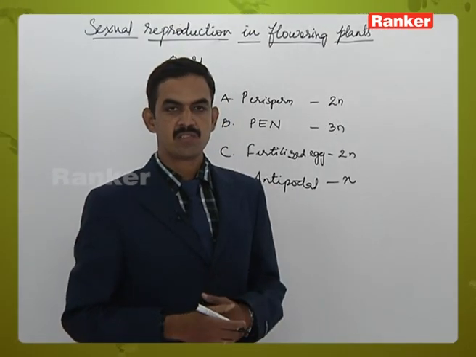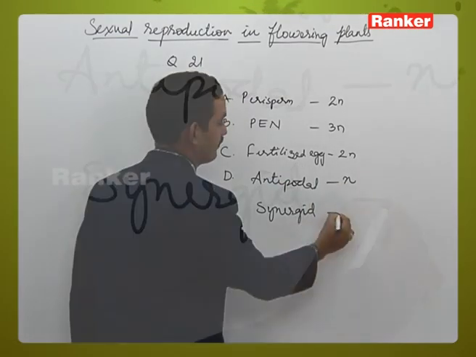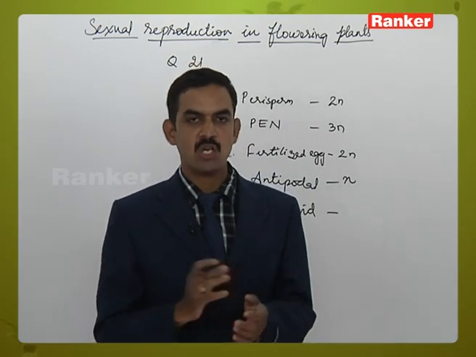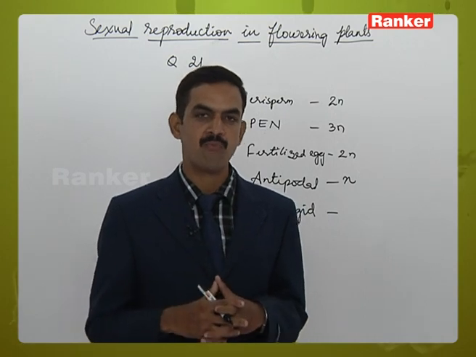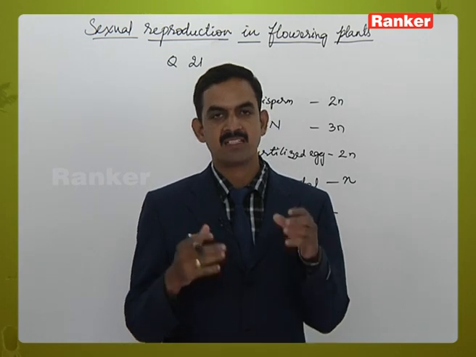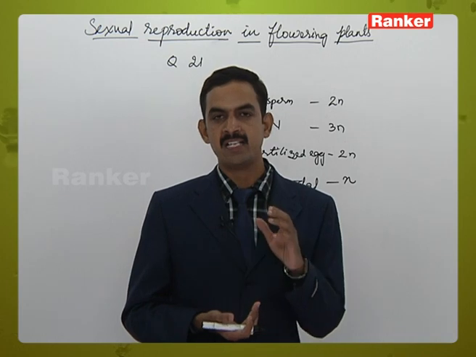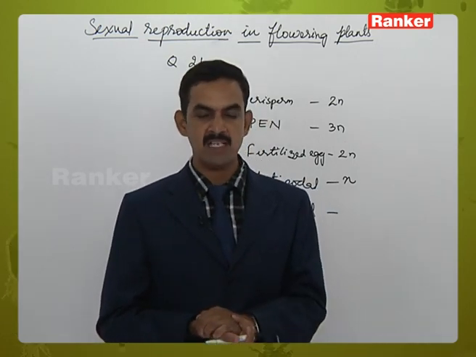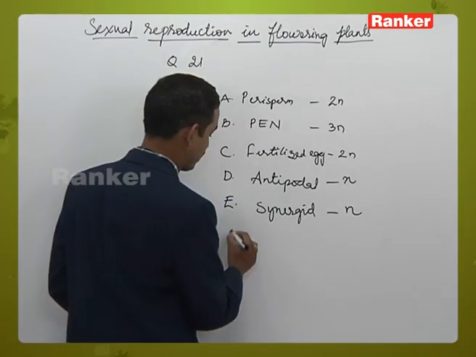Next, E. Synergid. There are 2 synergids in the embryo sac along with the egg cell. That is, one egg cell and 2 synergids form a group of cells which are present towards the micropyle of the embryo sac, and that group of 3 cells is called the egg apparatus. And these 2 cells are also formed as a result of meiotic division of the megaspore mother cell. That's the reason why these synergid cells are also haploid.